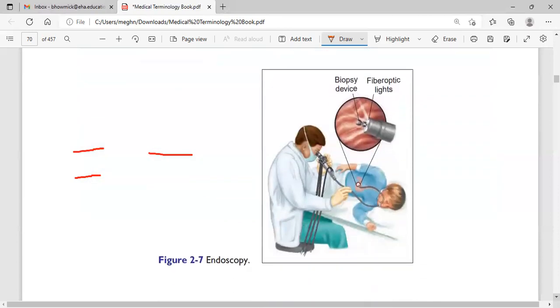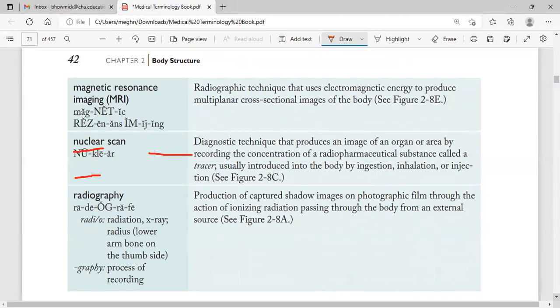So in this picture we can see a doctor examining a patient by endoscopy, right? Endoscope. A biopsy is also taken of the tissue for histopathology. Next here, MRI. MRI means magnetic resonance imaging. A radiographic technique that uses electromagnetic energy to produce multiplanar cross-sectional images of the body.